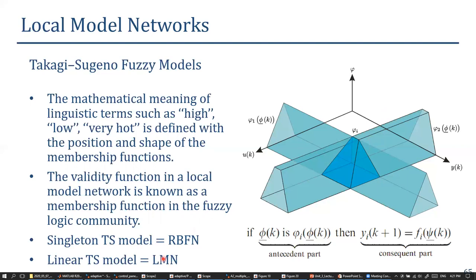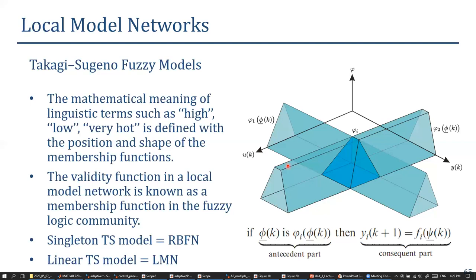Now, what is different about these particular validity functions, or membership functions, they call them in fuzzy logic, right? In fuzzy logic, you would never hear about validity functions, but you would find the term membership function, which is then again the same thing, right? What is special about them is that they are placed on the operating space based on prior knowledge and some sort of linguistic rules.